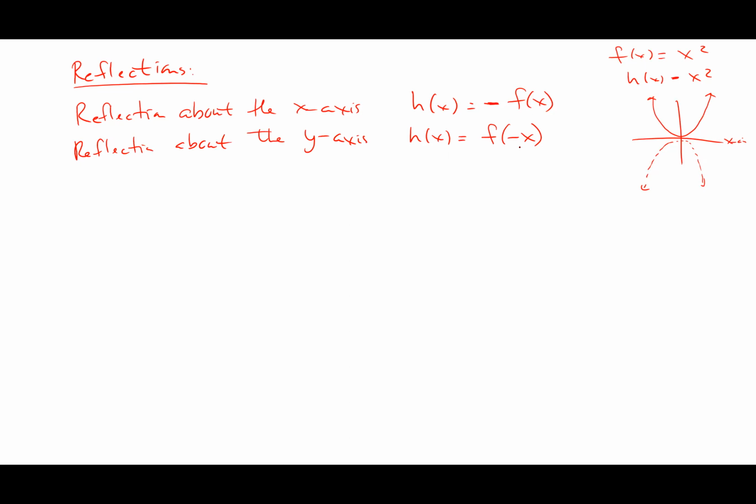So if you have a negation inside the function itself, you have a flip across the x-axis. And then the question is, Mr. G, when do we actually even have a negative inside the function? So maybe just an example here.